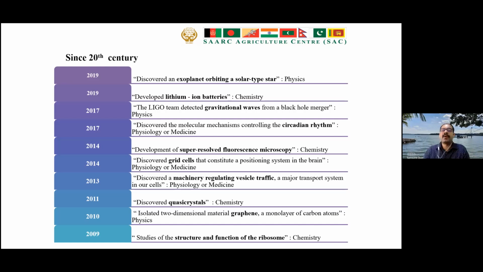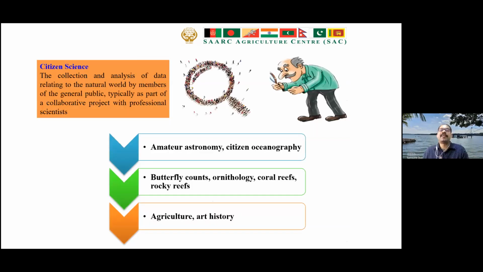But of late, there are a lot of organizations coming up with citizen science, the collection and analysis of data relating to the natural world by members of the general public. They are not trained academicians. They are not the so-called intellectuals of the country. They are just common people who have some interest in that specific aspect. For example, there are a lot of citizen science groups in amateur astronomy. Citizen science oceanography is very interesting.